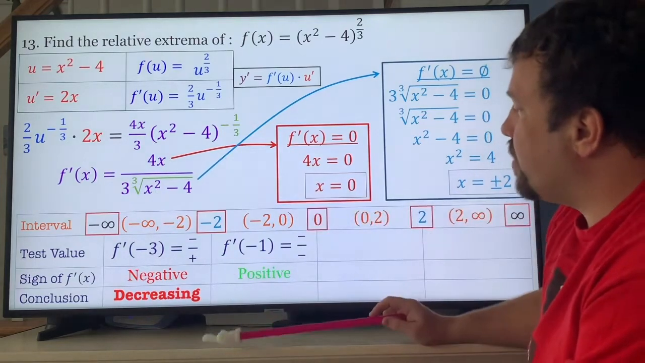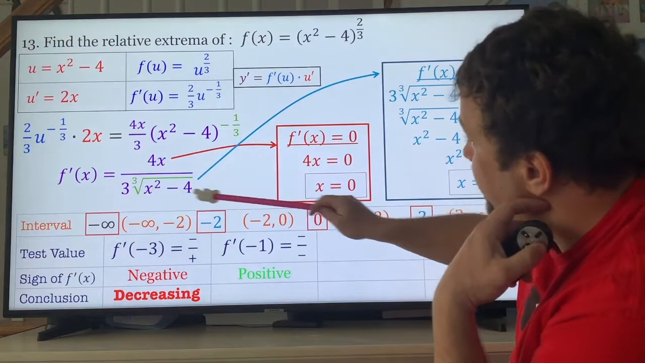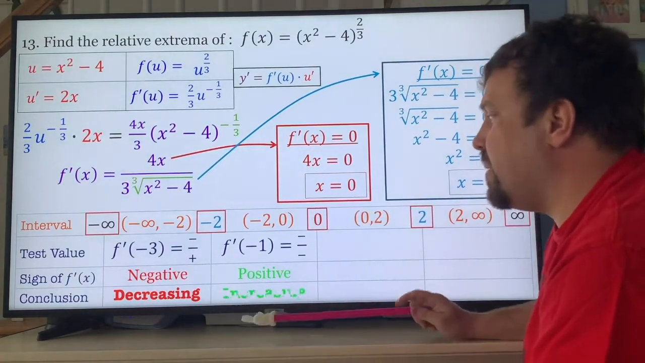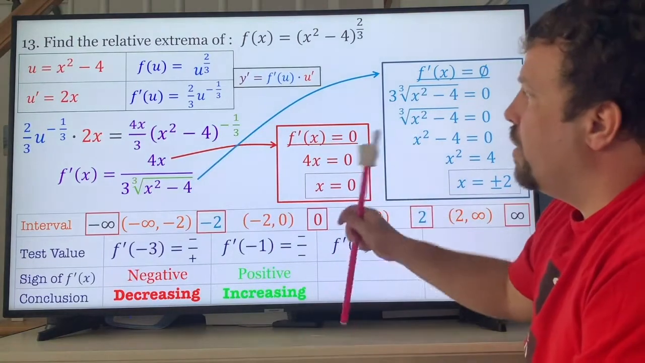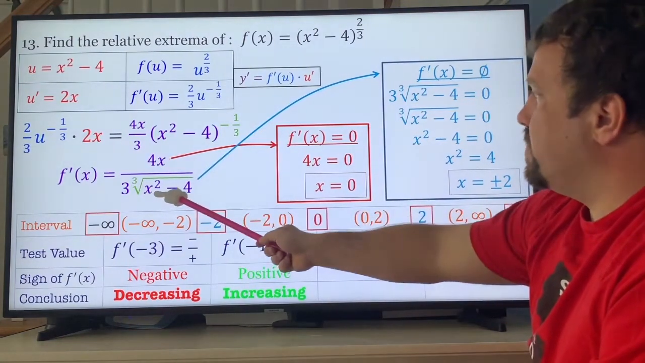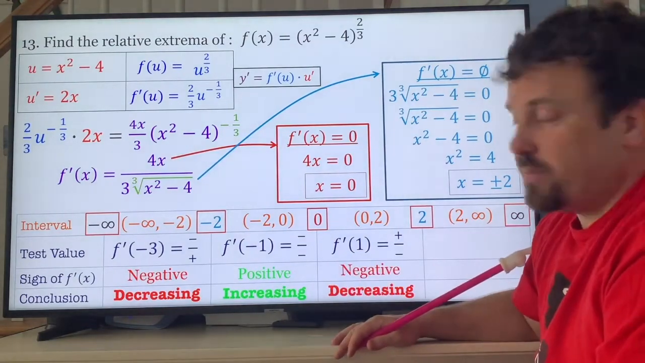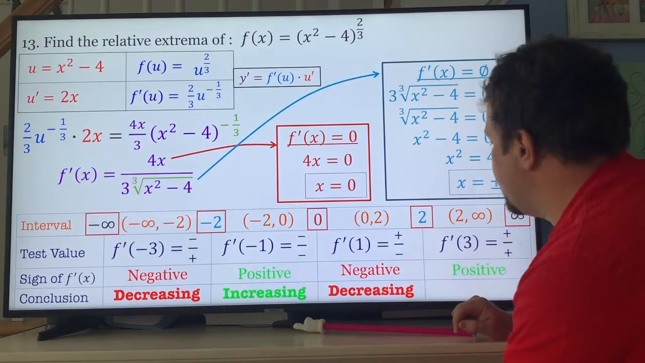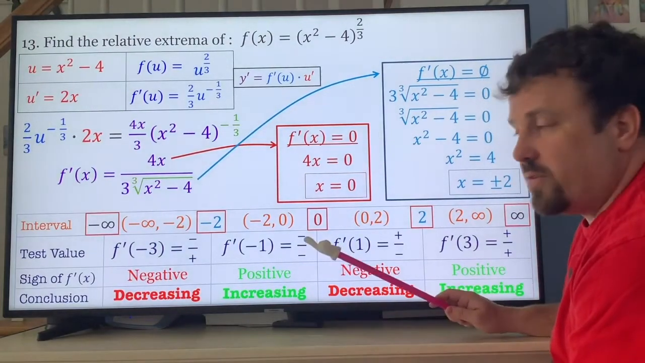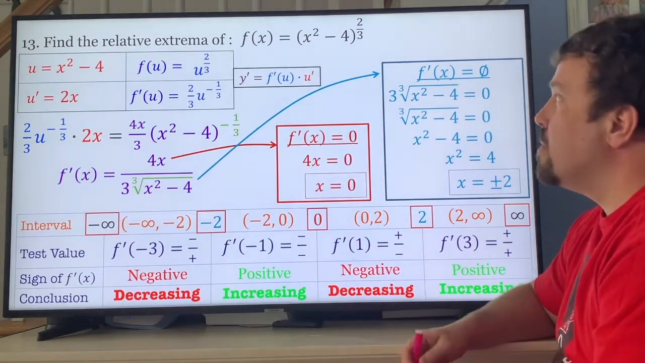-4 over another negative, because this becomes a negative number right here. Negative over negative is indeed positive. Increasing. All right. 1 over some type of negative number: positive over negative is a negative. It is decreasing. And then finally right here you got 3. Positive over positive is a positive number, which means your graph is increasing. All right. All good? Awesome.